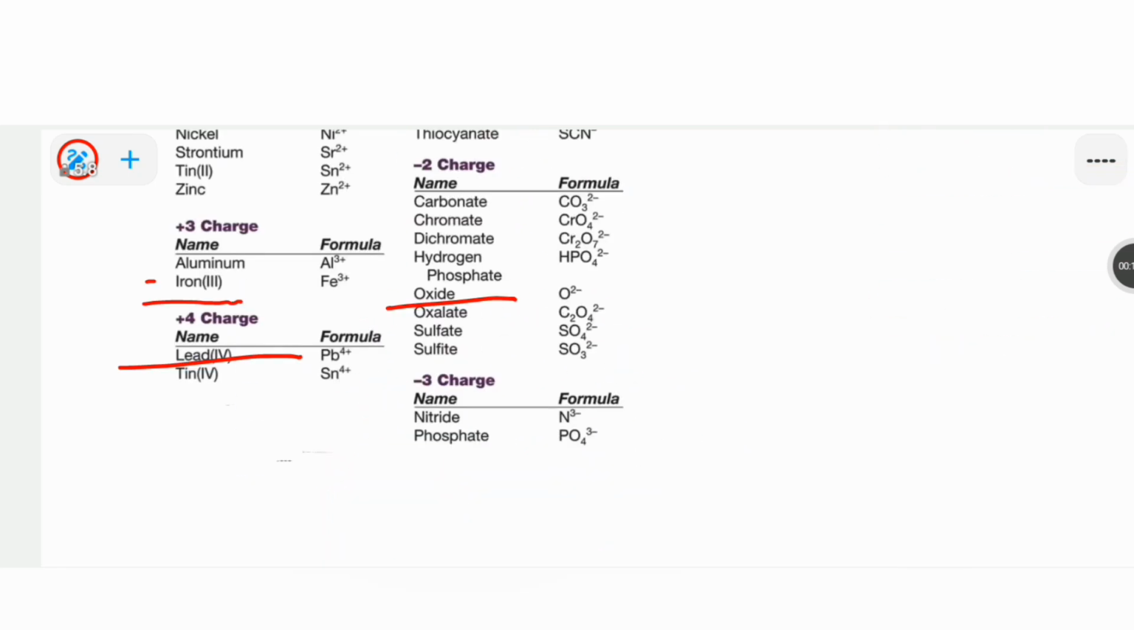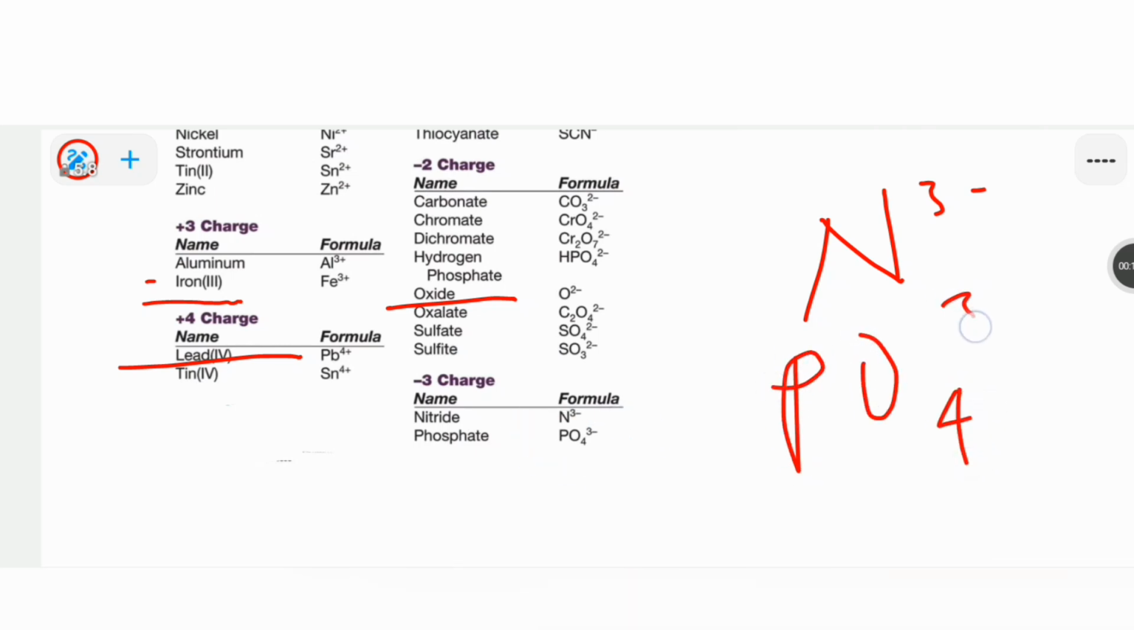Now for anions, they have a charge of -3. Talk about the nitride ion and the phosphate ion. Though there are other ones like that, but these are just the basic ones. So the nitride ion is N3 minus. Then this is the phosphate ion, which is PO4 3 minus.